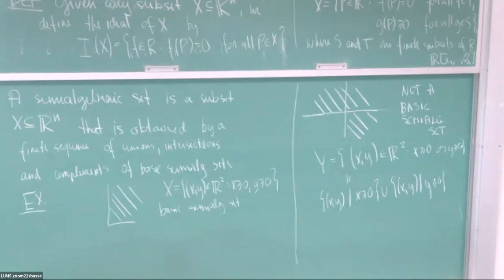So the image of a semi-algebraic set under a polynomial map is semi-algebraic. By map, you mean regular map? Yes. Just every component of the map is a polynomial map.